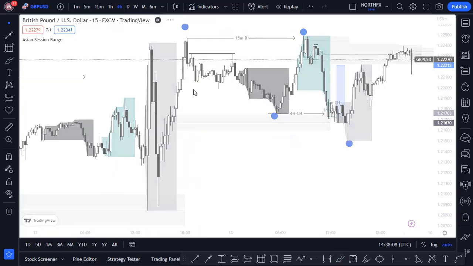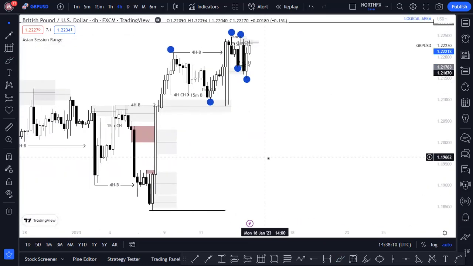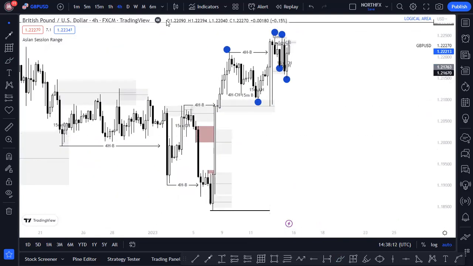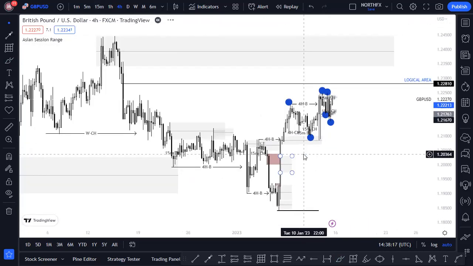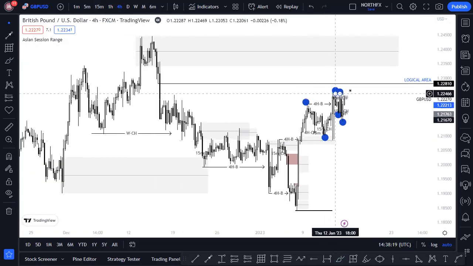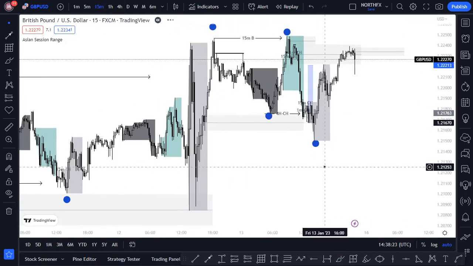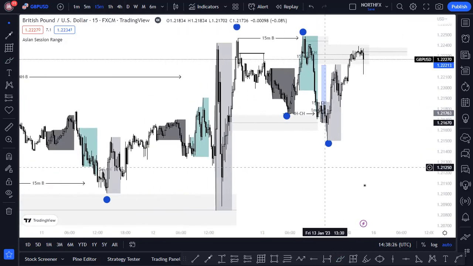Not complicated, right? Because we're going to be patient, and then we are going to wait for a very high probability setup, and then we are going to take that, right? If I take this trade right now, what do I expect? Right? If I take this trade right here, of course, I'm going to be aiming much lower, right?